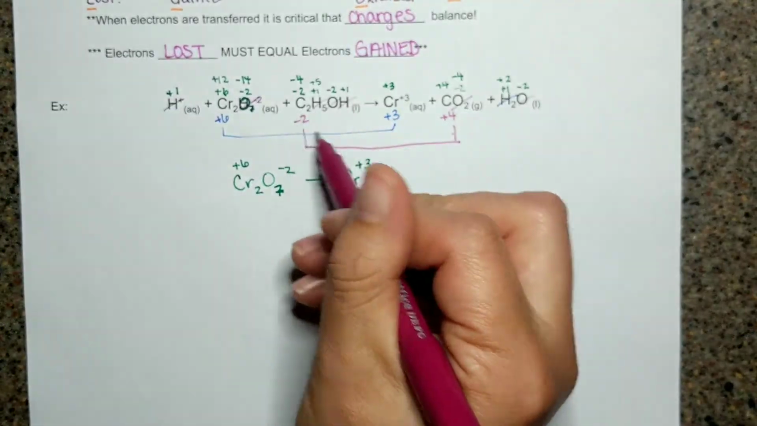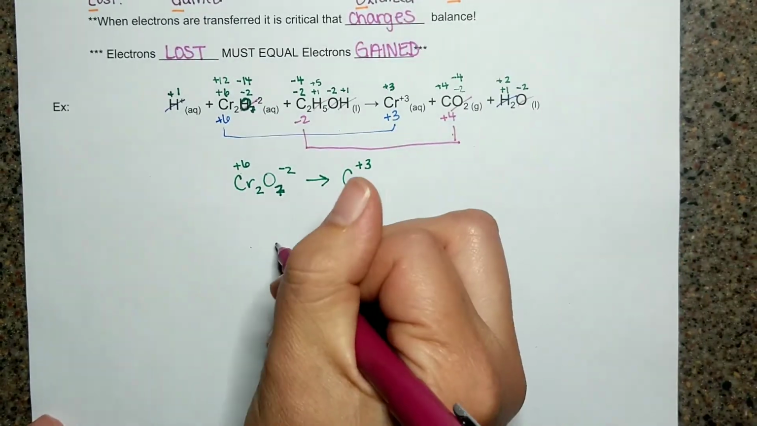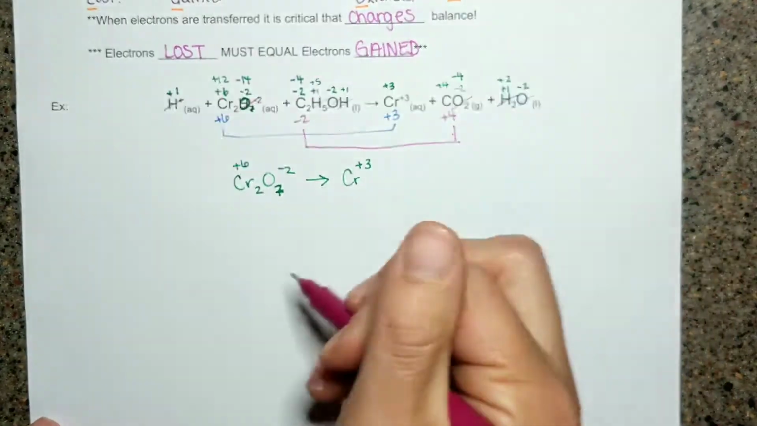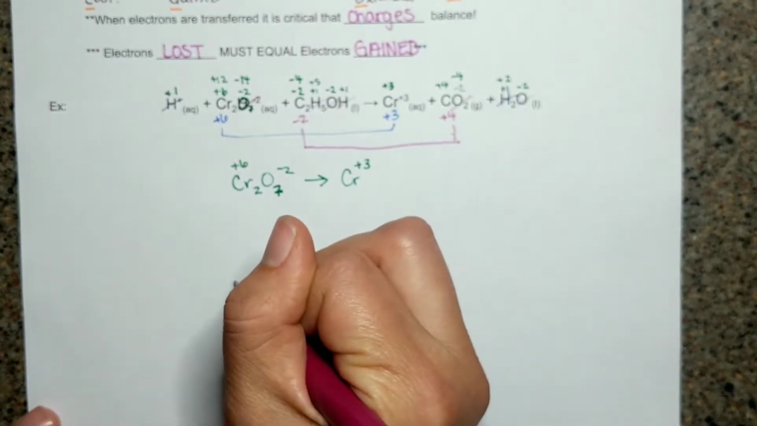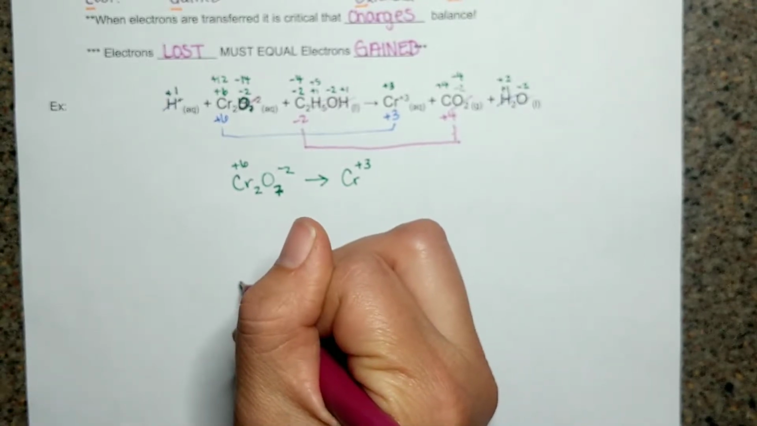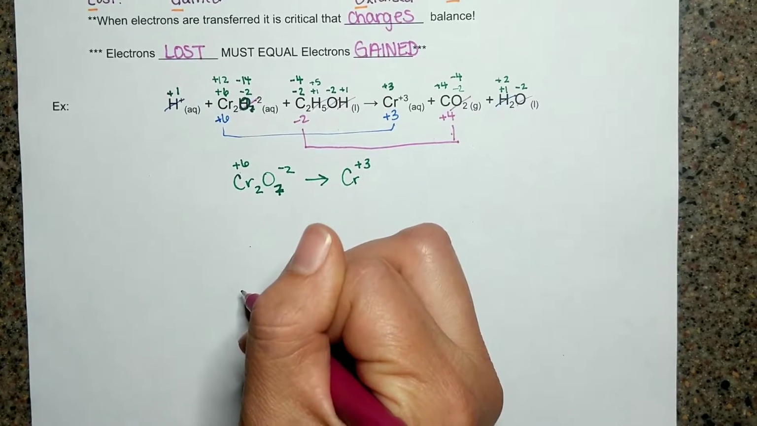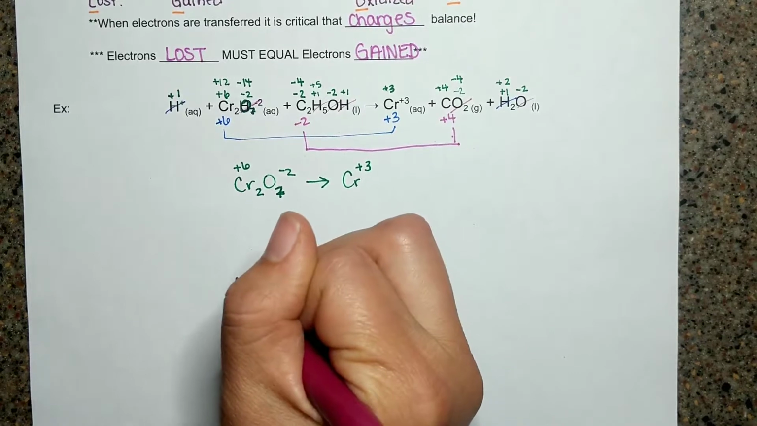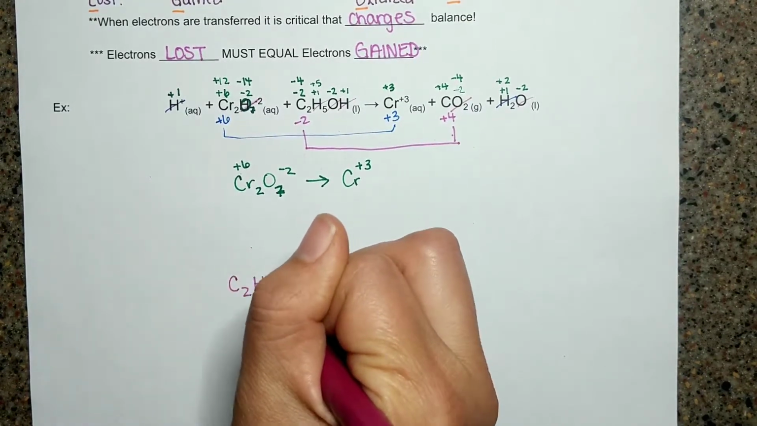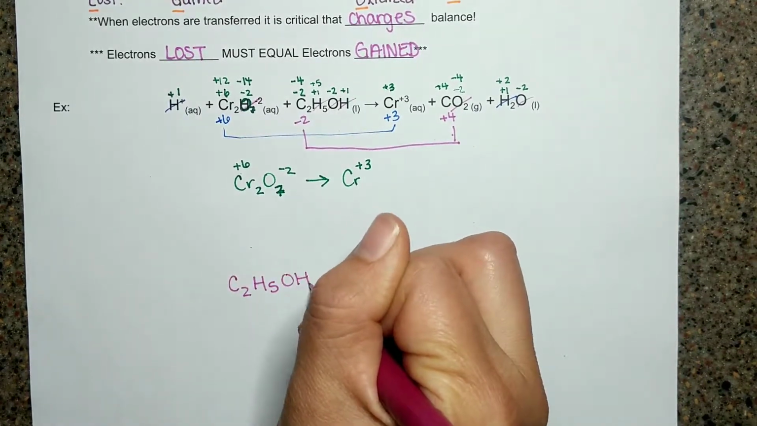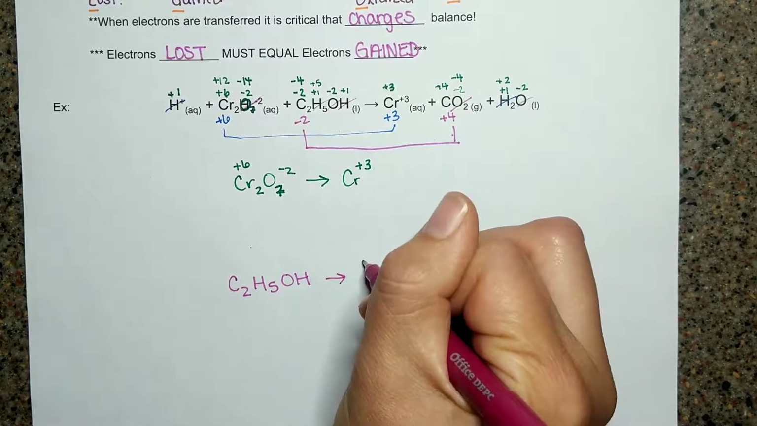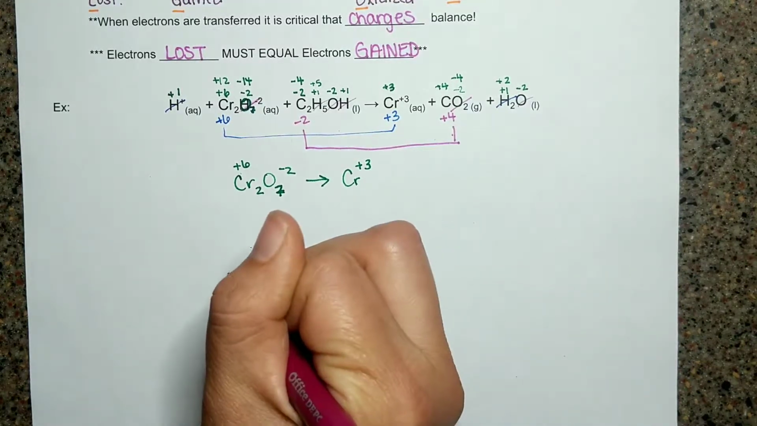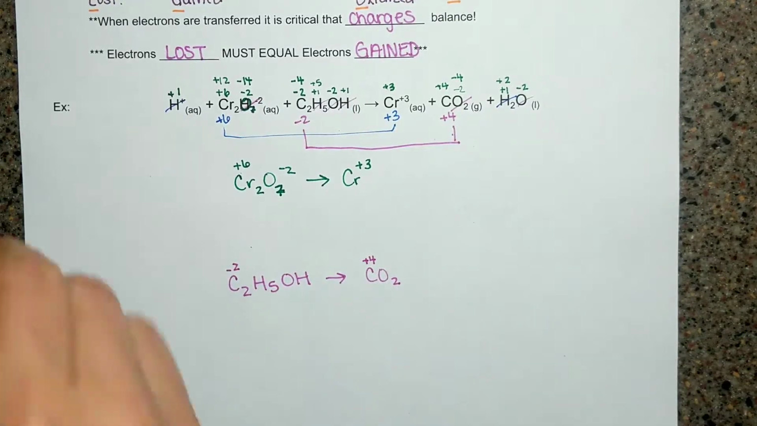My other half reaction is my alcohol going to carbon dioxide. So my carbon going from -2 to +4. So I'm going to write down here my other half reaction. My C2H5OH going to CO2, where my carbon's going from -2 to +4.